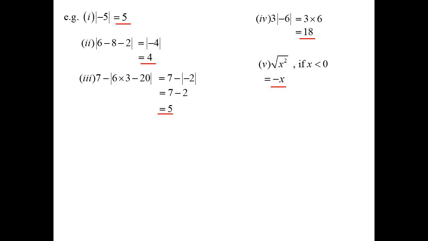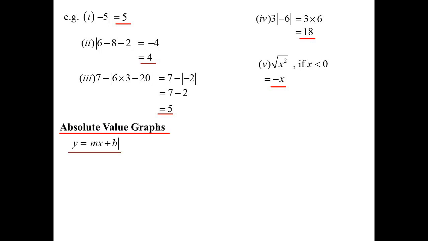Because if x is a negative number, but we've now defined the square root of x squared to be the absolute value of x, then we should be getting negative of x, because if x is a negative number, we go negative, negative, and that would therefore make it positive, which we need it to be. So if they have defined x to be less than 0, then the square root of x squared would be negative x.